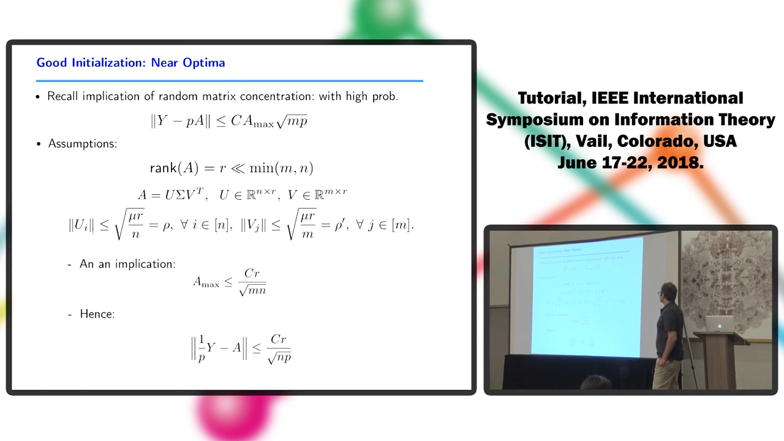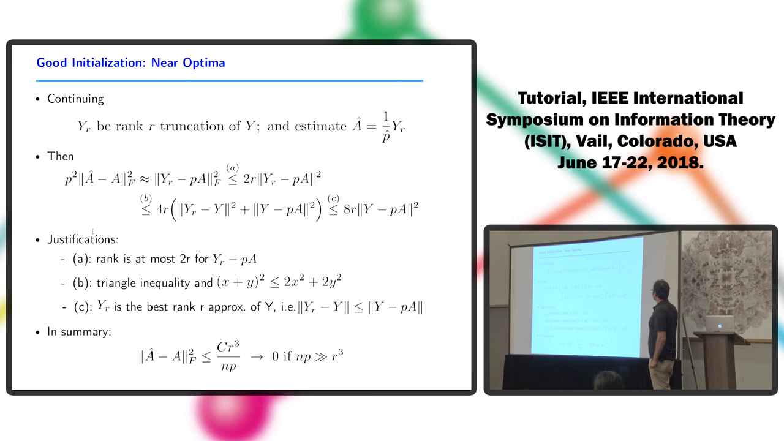Okay? So all this says is that my observed matrix normalized by P, and again, as I told you, we'll assume that P hat and P are the same effectively for all practical purposes. So let's assume that you and I know P, and hence we can divide it. So just the observed matrix divided by P is a reasonably good estimation of A in spectral norm. But of course, we want Frobenius norm. So for that, we take the matrix Y, do our truncation to rank R, and then do that normalization.